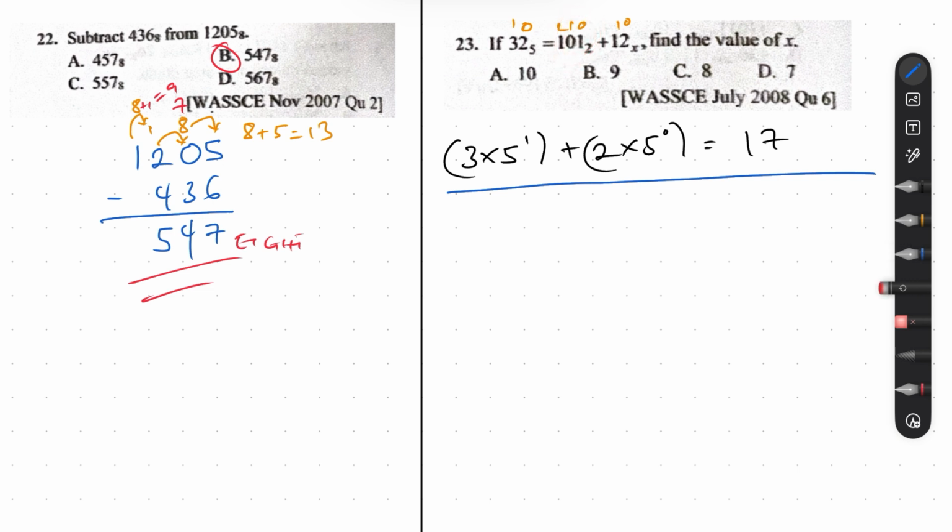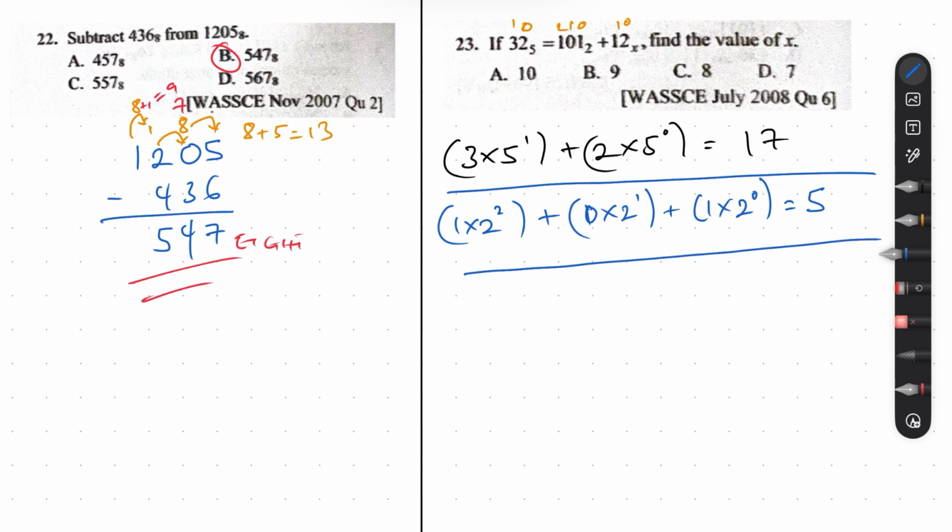Now let's move on to this side. We're going to have 1 times 2 to the power of 2 plus 0 times 2 to the power of 1 plus 1 times 2 to the power of 0. And that will give us 5. Okay, cool.